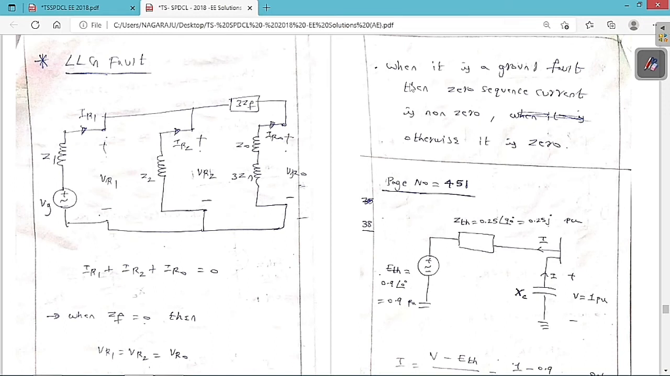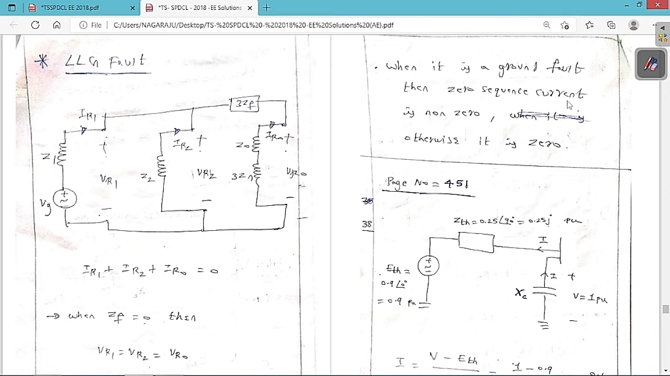Finally I can say that when it is a ground fault, then the zero sequence current is non-zero, otherwise it is 0. I already told you, if a fault is a ground fault, then its zero sequence component is always not equal to 0, otherwise it is always equal to 0. This concept I have already told you.